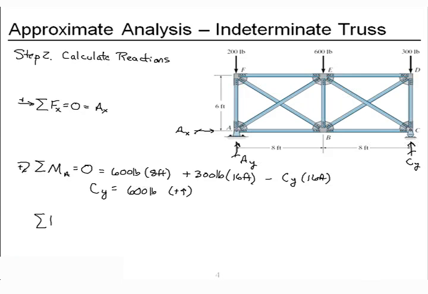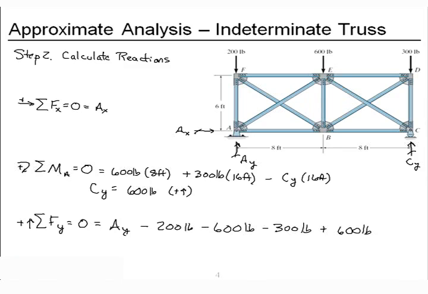Let's sum vertical forces. We'll call up positive. I have my unknown AY. Have my negative 200 pounds, the downward applied force, and we have 600 pounds downward and 300 pounds downward, and we have our vertical reaction at C, which is 600 pounds back up, which is going to give me AY is a positive 500 pounds. It is also the direction drawn, which is up. So great, I have my reactions.